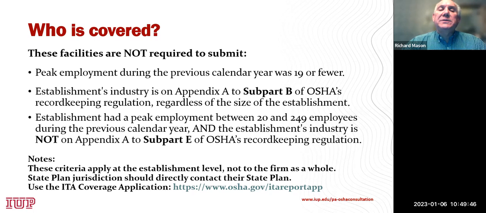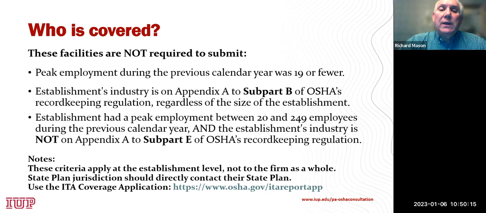If your establishment's industry is on Appendix A to Subpart B, there are two Appendix As here. I want to point out this is the exemption that's been in place since the beginning of OSHA, with some tweaks here and there. There are some industries that are just exempt from reporting. So if you're exempt from reporting, you're not covered by this standard. And I'll talk a little more about who's in and who's out of Appendix A in a minute and how to find it.